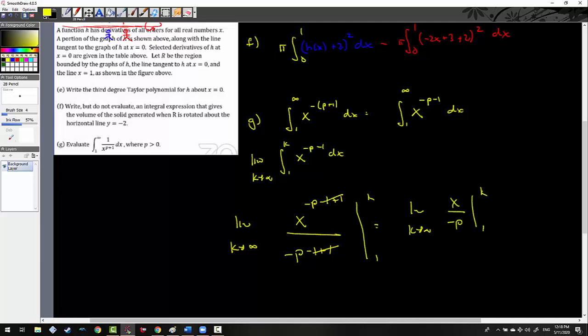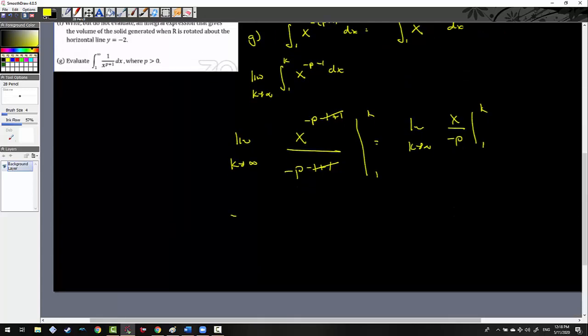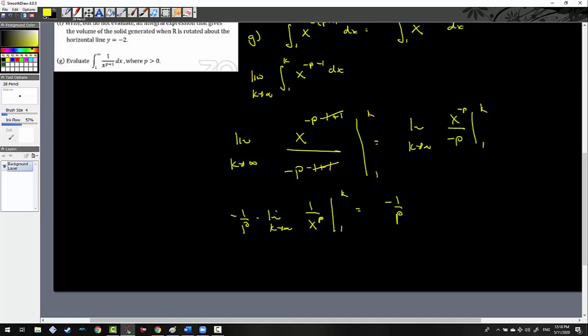Now from here, I'm going to factor out that negative 1 over p. I don't like constants. So I'm going to say negative 1 over p times the limit as k goes to infinity of, I forgot about that negative p here, and I'm also going to kick that x to the bottom and make his exponent positive again, from 1 to k. So when I evaluate him, I'm going to get negative 1 over p times the limit as k goes to infinity of 1 over k to the p minus 1 over 1 to the p. So 1 over 1. Sweet.